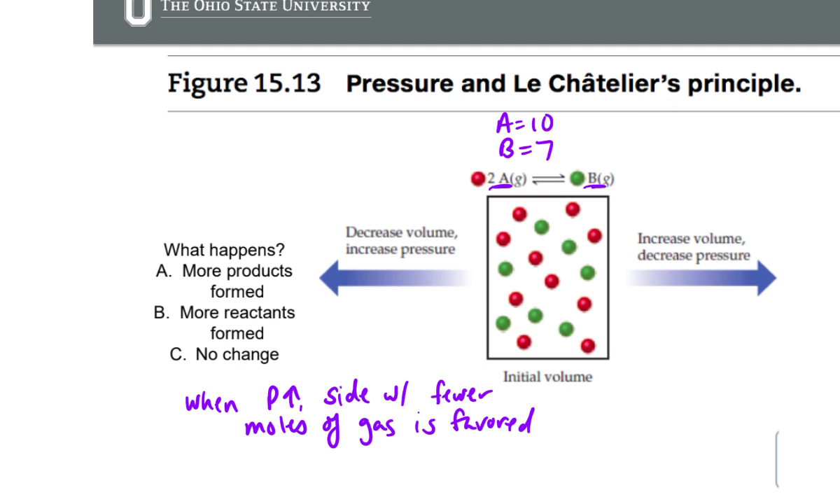So when we decrease the volume of this box, we increase the pressure. The side with fewer moles of gas is favored, and that ends up being the product side. So we should form more products. And I could circle that.